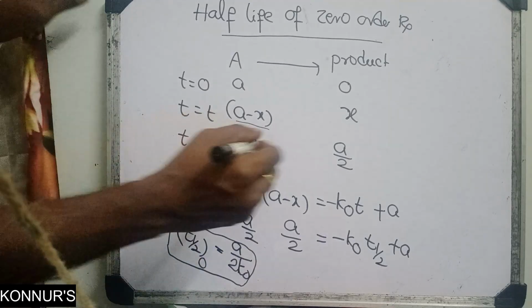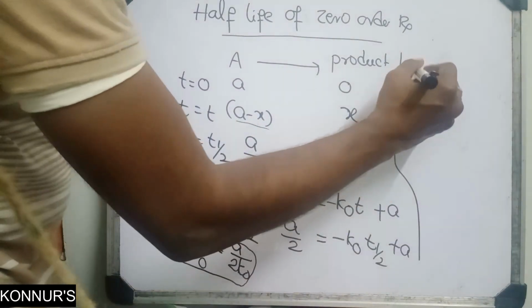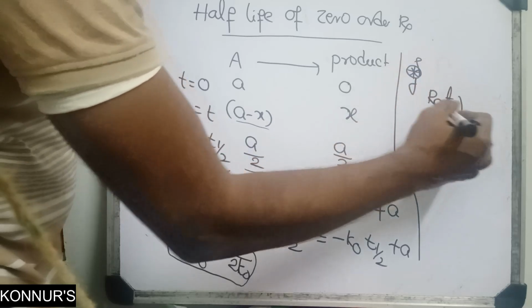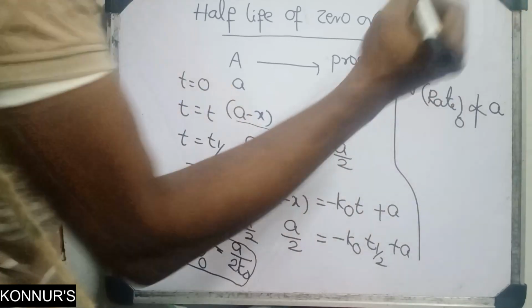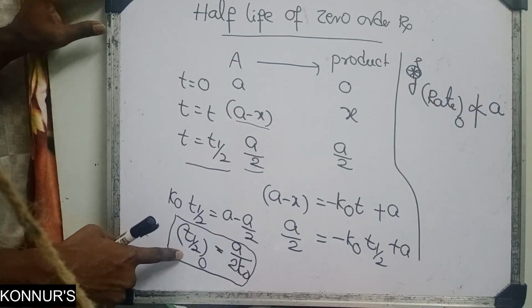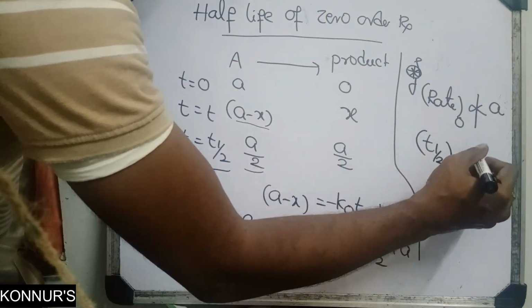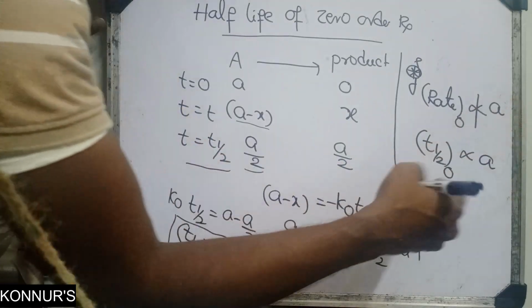Next, here important is what? Try to remember the rate of zero order. The rate of zero order is not directly proportional to initial concentration, but t half of zero order is directly proportional to initial concentration.